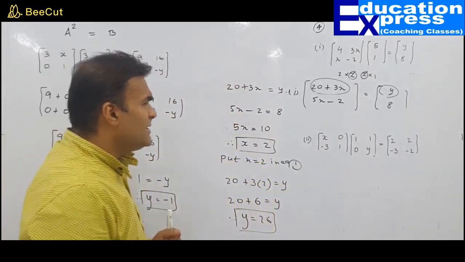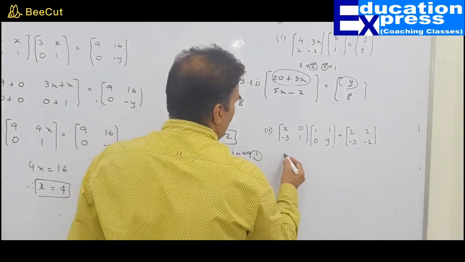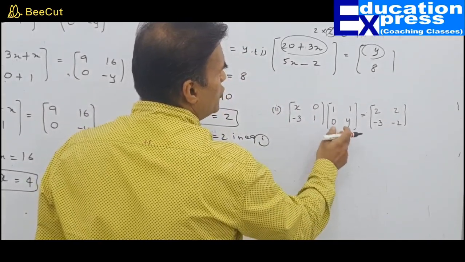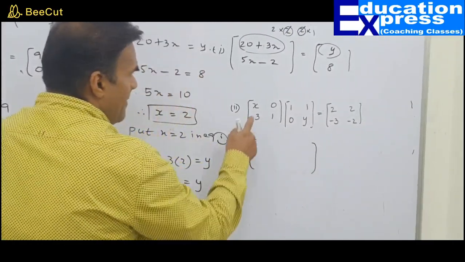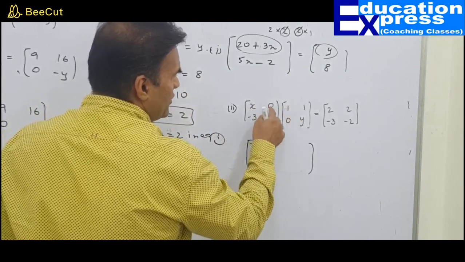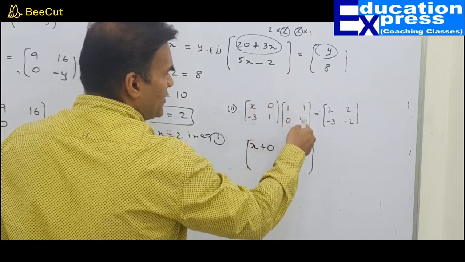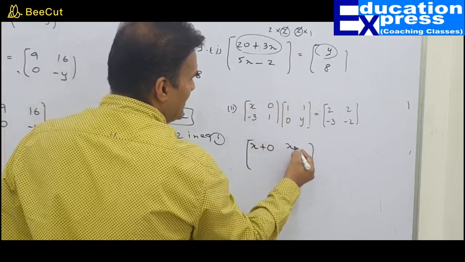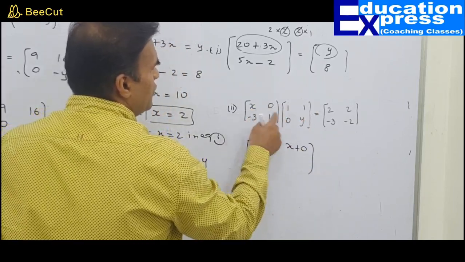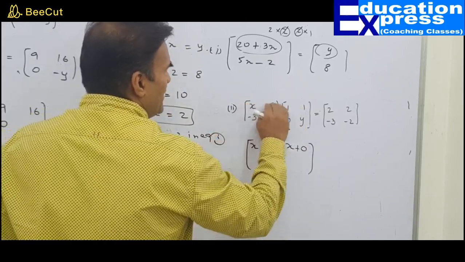The next question is again of the same type but a little simpler than the one we did over here. What is the order? The order is 2 into 2, and this order is also 2 into 2. Let us multiply. x into 1 is x plus x into 1, 0 into 0, 0. This row into this column, this row into next column. x into 1, x plus 0 into y, 0. So x into 1, 0 into 0, x into 1, 0 into y. Done. This row is dead forever.